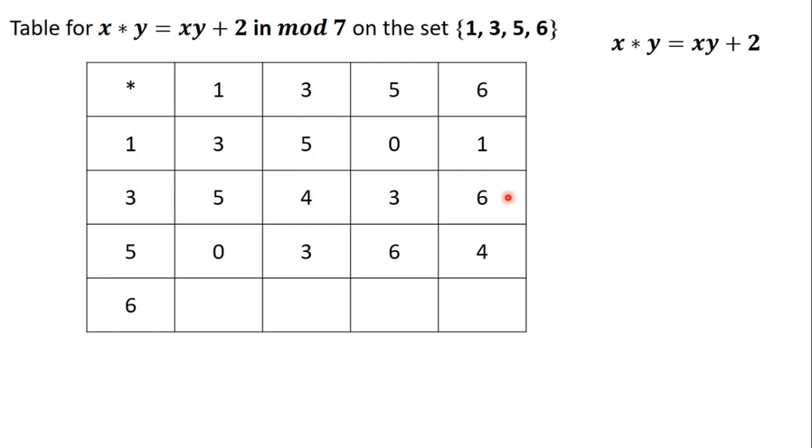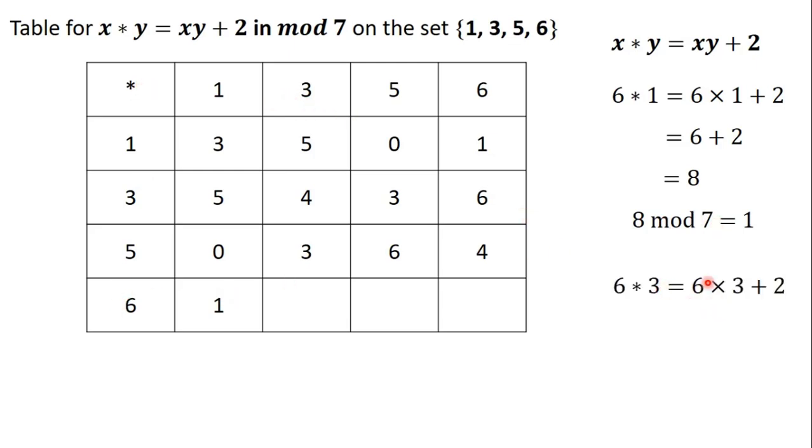6 star 1. 6 star 1 is equal to 6 times 1 plus 2. 6 times 1 is 6. 6 plus 2 is 8. You find 8 in mod 7. 8 mod 7 is 1. 6 star 3 is equal to 6 times 3 plus 2. 6 times 3 is 18. 18 plus 2 is 20. You find 20 in mod 7. 20 mod 7 is equal to 6.